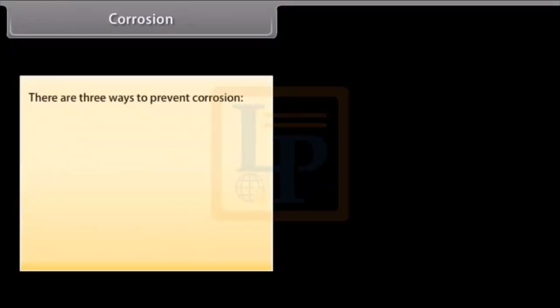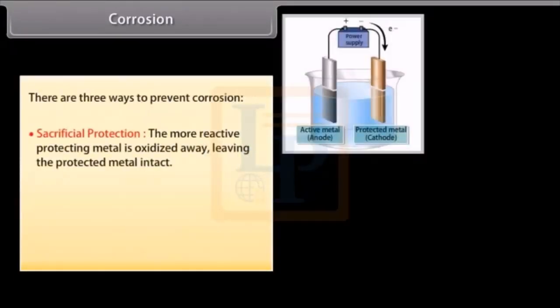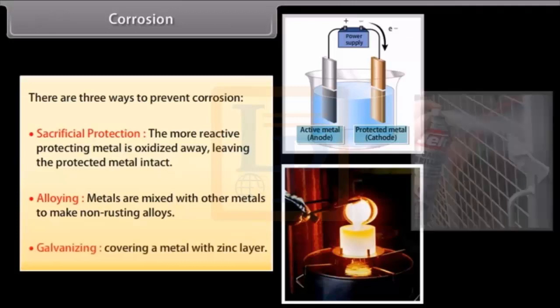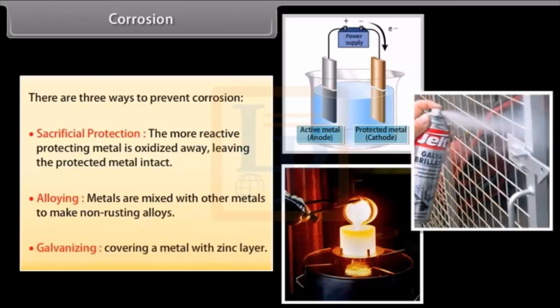There are three ways to prevent corrosion. Sacrificial protection, where the more reactive protecting metal is oxidized away, leaving the protected metal intact. Alloying, where metals are mixed with other metals to make non-rusting alloys. Galvanizing, where a metal is covered in a thin zinc layer. This layer is produced by electrolytic deposition.